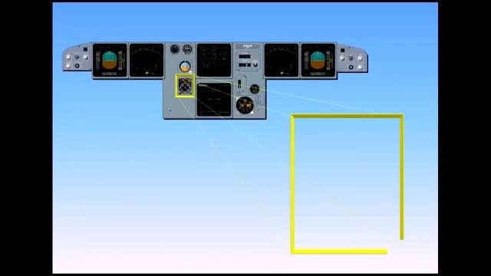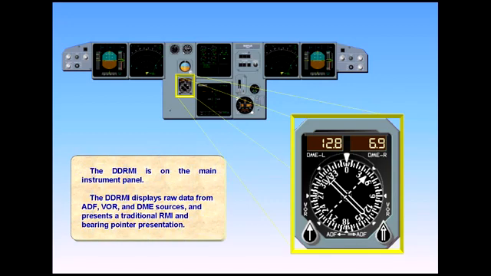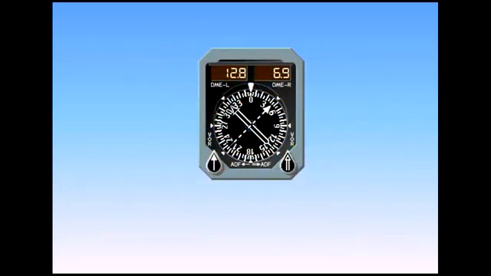The DDRMI is on the main instrument panel. The DDRMI, Digital Distance and Radiomagnetic Indicator, displays raw data from ADF, VOR, and DME sources, and presents a traditional radiomagnetic indicator and bearing pointer presentation. Two bearing pointers are provided, each readily identifiable by its shape, with its radio source. Each can display either VOR or ADF information, depending on selector position.